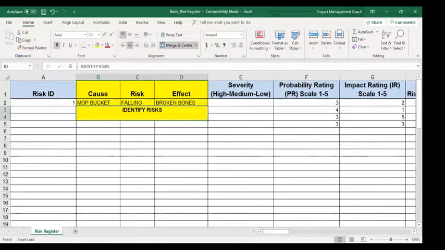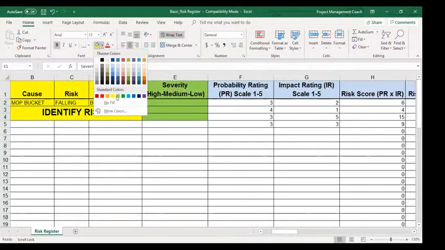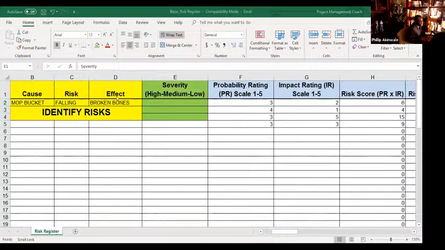It's nothing else. Don't let them trick you into thinking that it's qualitative. Finding the cause and finding the effect is still identify risk. Now, when you begin to get into severity, if you will, high, medium, low, this is where you're getting into qualitative. So I'll just make that green. This is qualitative risk analysis territory. The moment you're qualifying it as high, medium, low, you are getting into qualitative.